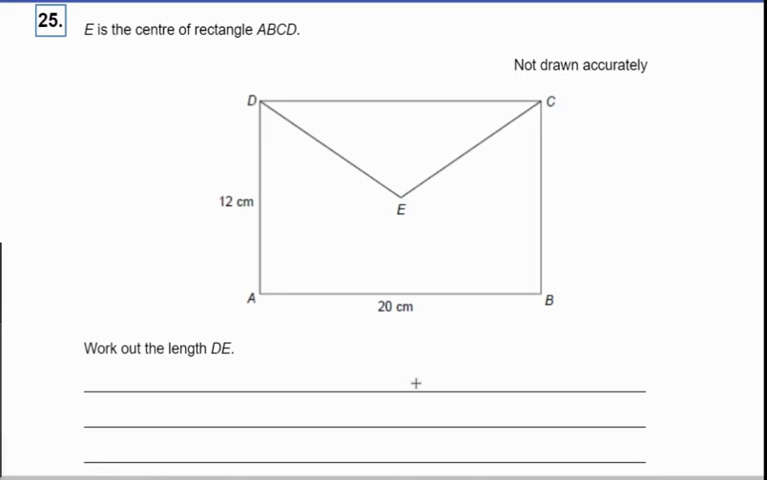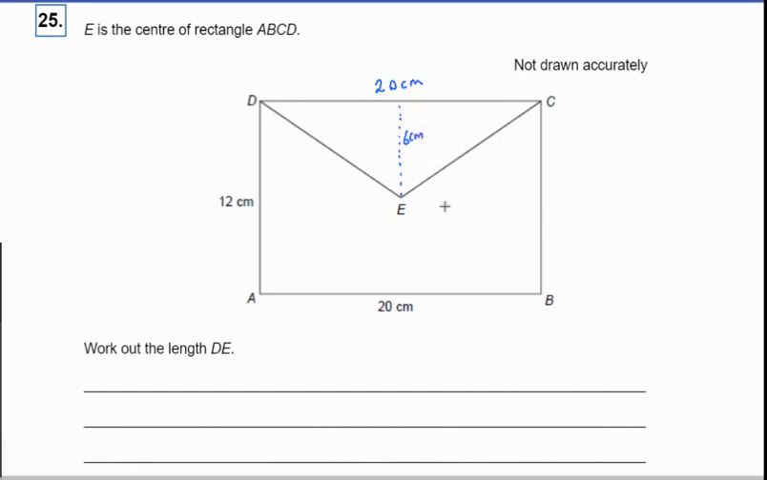E is the center of rectangle ABCD. Work out the length of DE. Okay, what's going on here? Right, so let's fill in stuff that we know. So I can see that this is also going to be 20 centimeters. E is the center, which means that if this height D to A is 12, then from here to here, that's going to be halfway. So that's going to be 6.